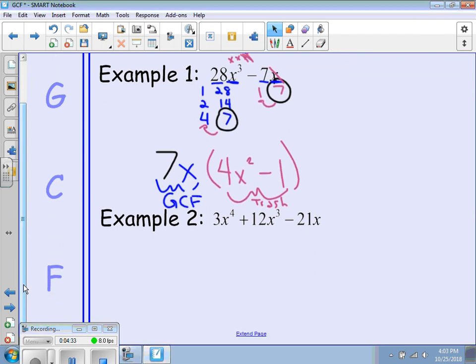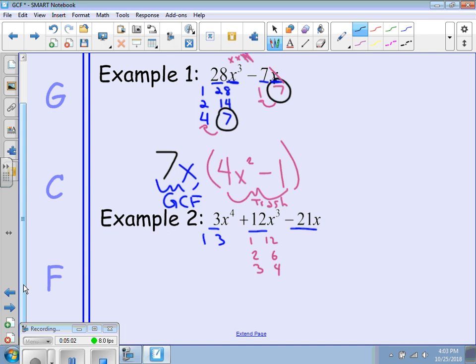Let's do another example. If you feel comfortable, you can skip my explanation and move on, but make sure you're comfortable with how to find this. So now we have 3 numbers: 3, 12, and negative 21. The factors of 3 are 1 and 3. The factors of 12 are 1 and 12, 2 and 6, 3 and 4. You might be asking yourself, do I have to do all this listing if I already know what my greatest common factor is?